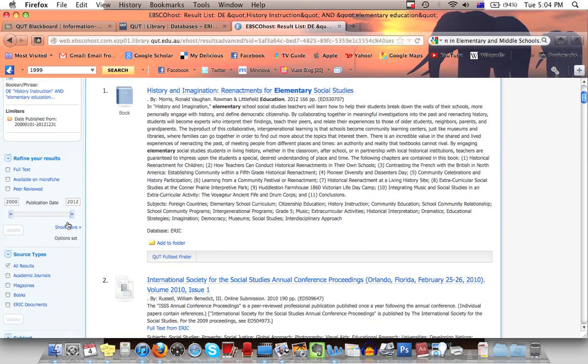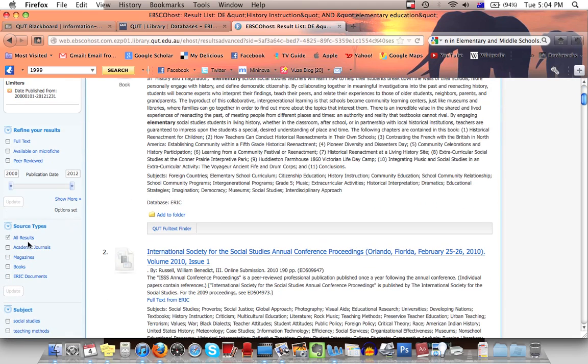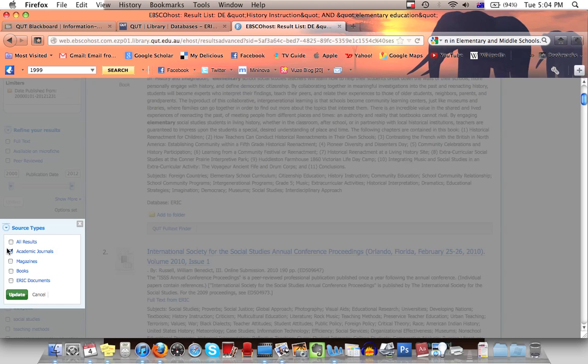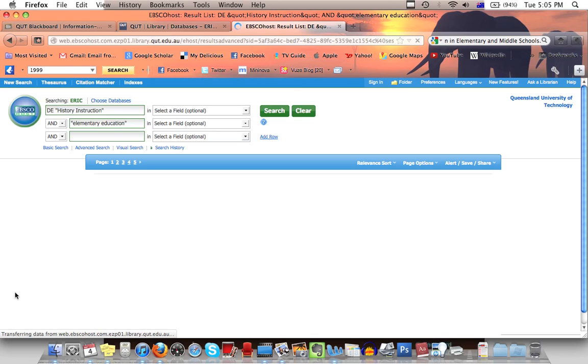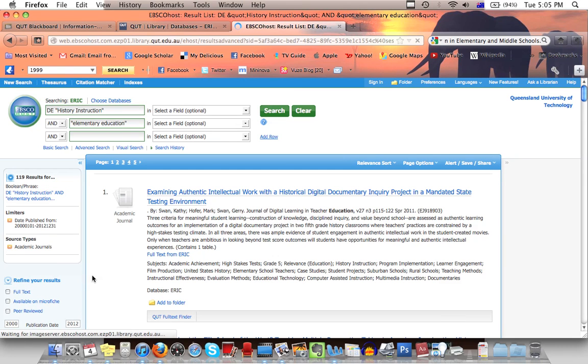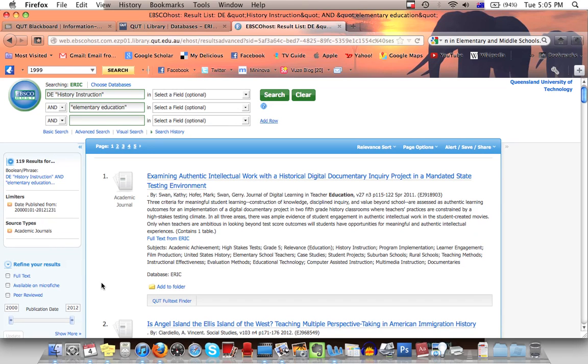So, on the left-hand side, I'm going to search for just journal articles. So out of my 175 results, I'm just going to look for the journal articles. 119 of the 175 results are journal articles. So, we're getting somewhere close to a reasonable amount of information I can search through. I still think I am going to narrow my search results even further.